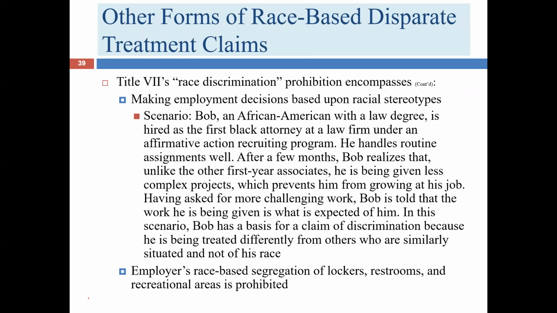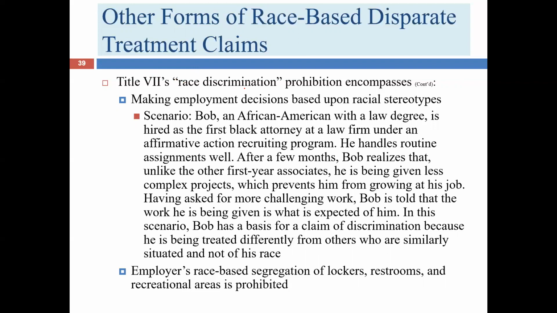You can't make employment decisions based upon racial stereotypes. So in this situation, different Bob, obviously, is an African American with a law degree. He's hired as the first Black attorney in a law firm. He handles routine assignments well, does a good job with them. But as time progresses, Bob sees that he's not receiving more complex assignments as other people at his level within the organization are receiving. And these other individuals are Caucasian.